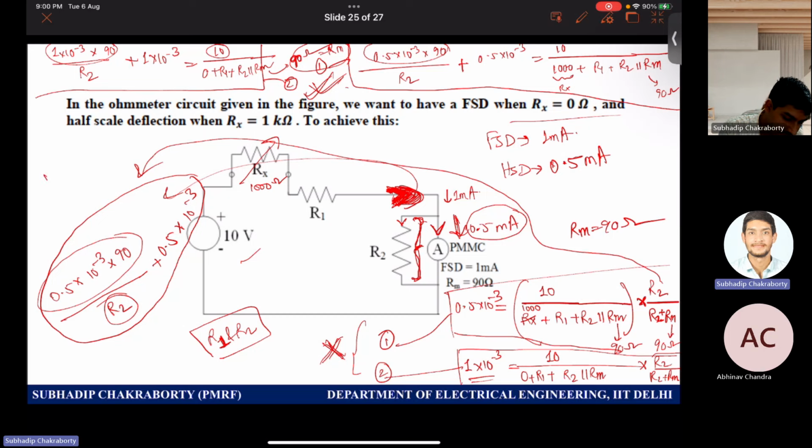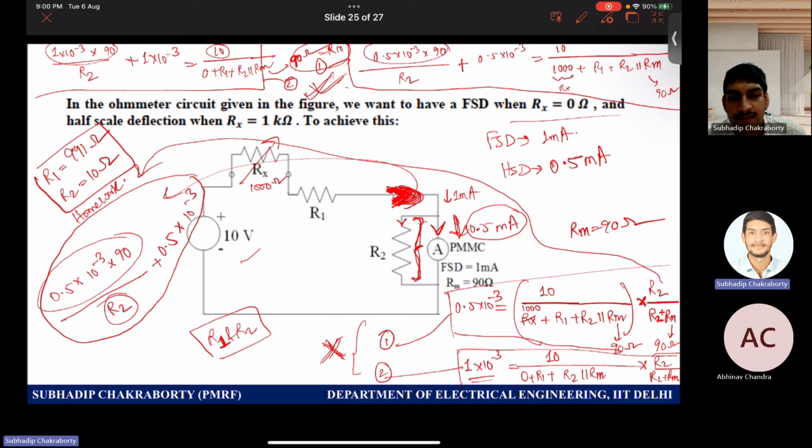So you try it. R1 you will get, I am telling you the values, as 991 ohm, and R2 you will get as 10. So do this as a homework and just see whether you find these values. This exercise is important, so you can try. So R1 value you will get at 991 and R2 value you will get at 10. Okay. So try this as a homework.